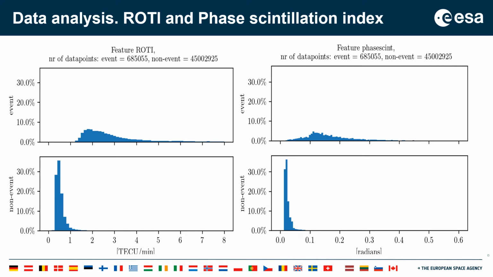On the left here we have what we call ROTI, which is a measure of how fluctuating the space weather is at the given time. You can see that there's a big correlation, very similar to the phase scintillations themselves, and they have a very similar shape, and this we'll come back to.